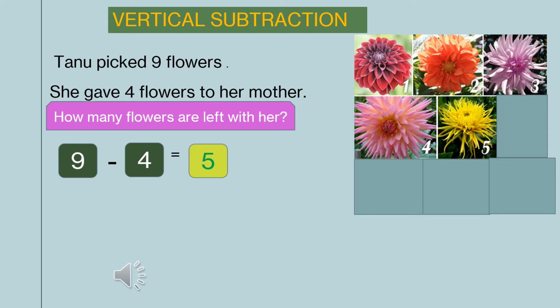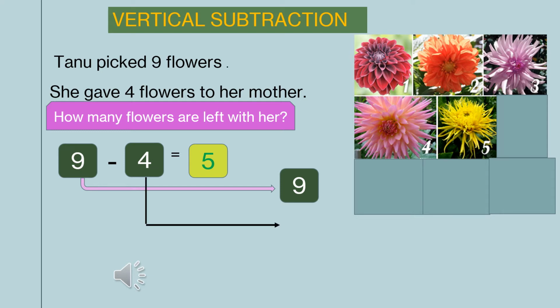Let's subtract numbers vertically. In vertical subtraction, we place one number above the other according to the value it has. So here 9 is greater than 4, so we write 9 on the top, and below 9 we write 4 and put the subtraction sign to find the difference between 9 and 4.